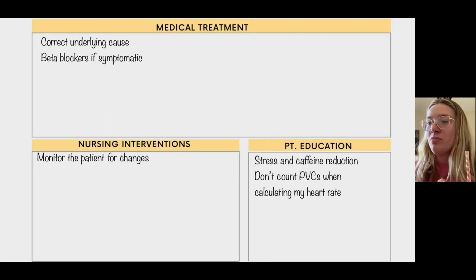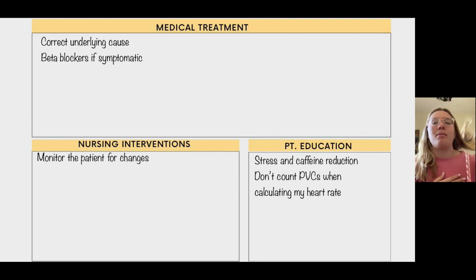Again, the more PVCs, the more perfusion problems. So we need to treat the underlying cause. What is causing this? Sometimes patients just have a chronic history of PVCs, and that's normal for them. And then we just continue to monitor and take care of them. If they are symptomatic, beta blockers are a really good drug of choice for most of our cardiac problems. But again, we don't count the PVCs when calculating heart rate or pulse rate.